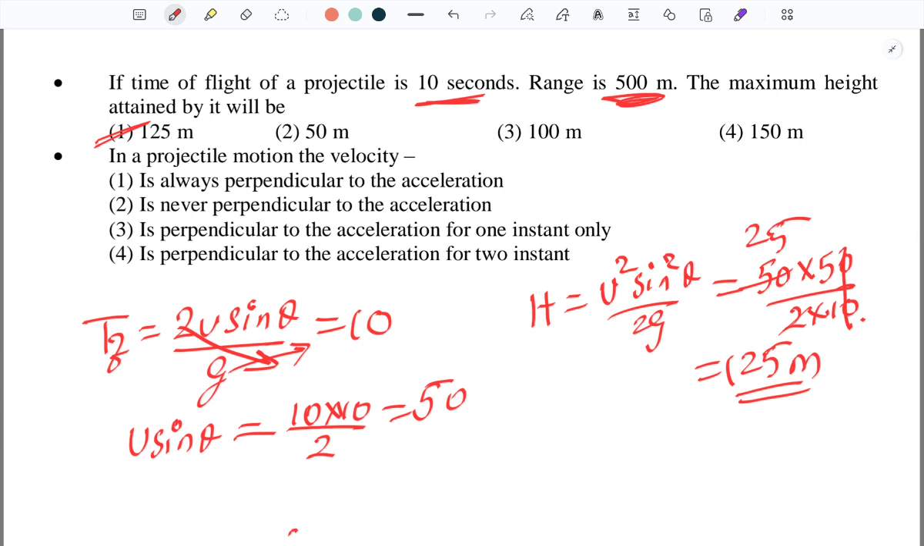In projectile motion, what happens to the velocity? That's what he is trying to ask. Okay, so the velocity is always perpendicular to acceleration, is never perpendicular to acceleration, is perpendicular to acceleration for one instant only, or is perpendicular to acceleration for 2 instants.